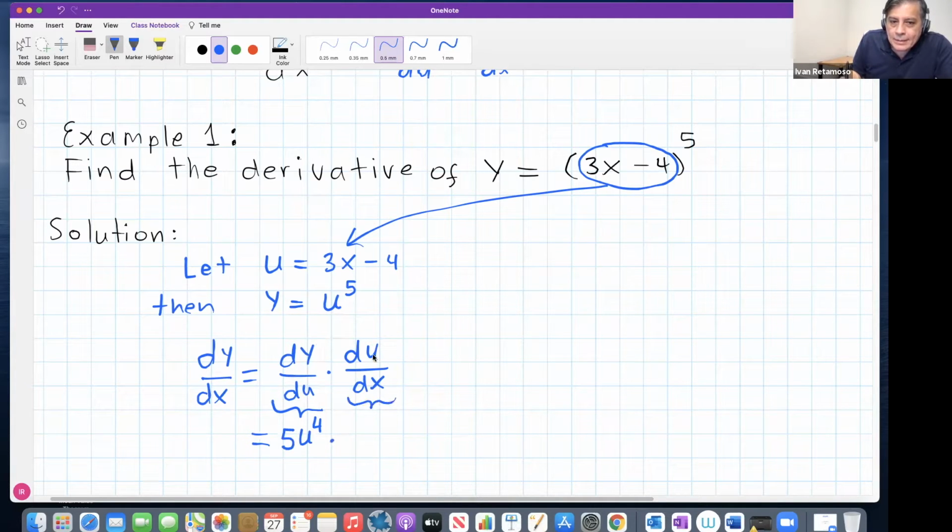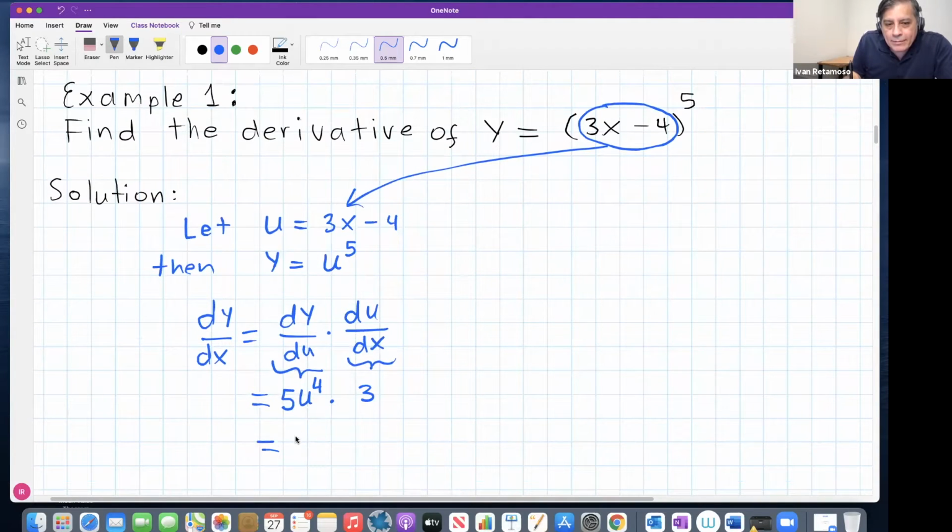Times the derivative of the function u with respect to x. That should be the derivative of 3x minus 4, which is just 3, once you take the constant outside, and the derivative of 4 is 0. So this is just 3.